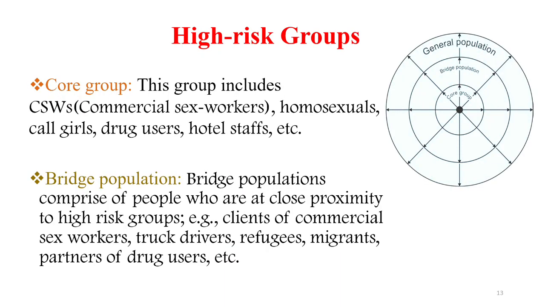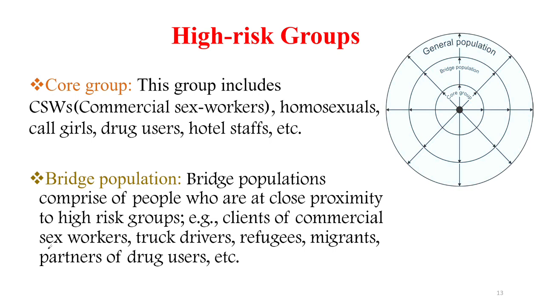Who are high risk groups? Among the high risk groups, there are core group and bridge population. Who are included in the core group? Core group includes commercial sex workers, homosexuals, call girls, drug users, hotel staffs, etc.